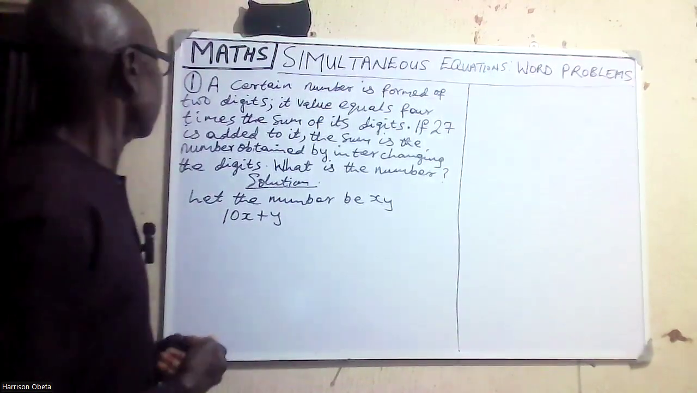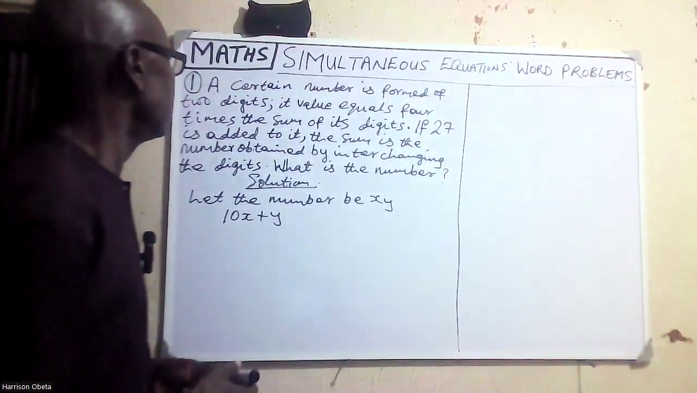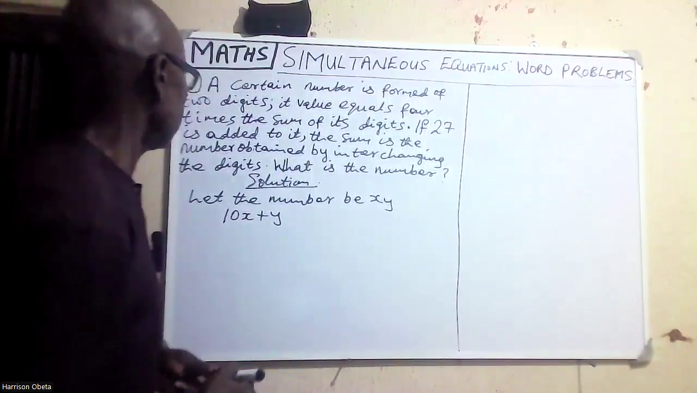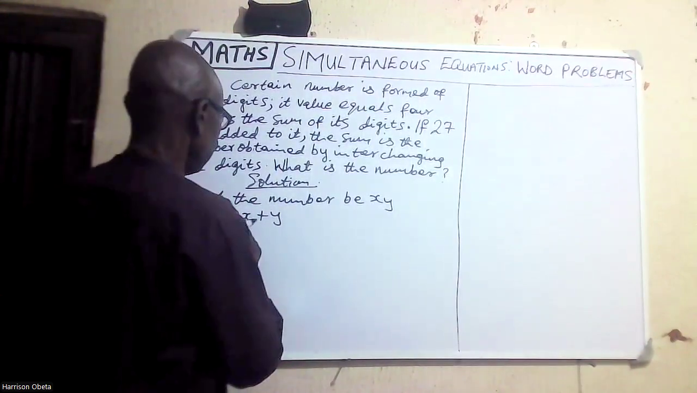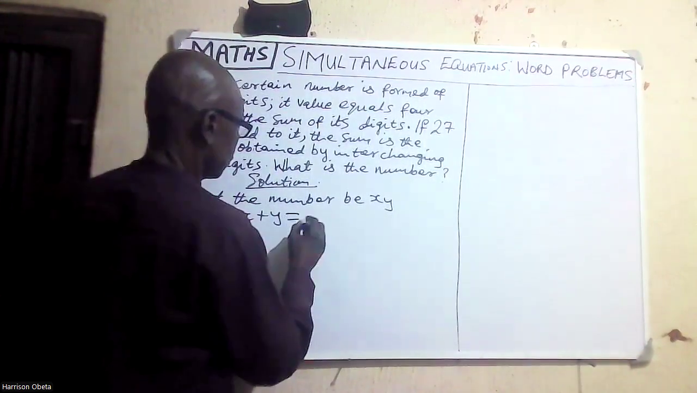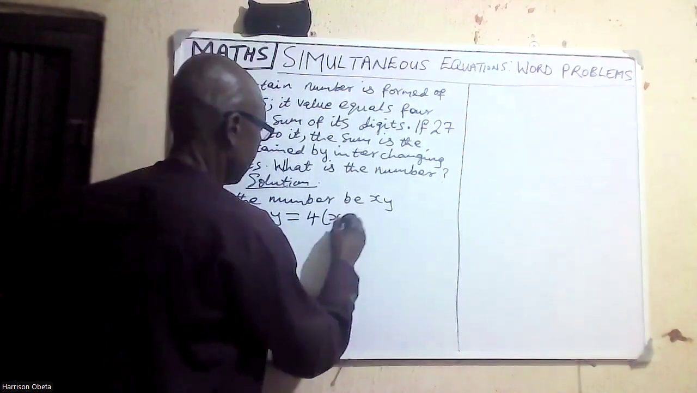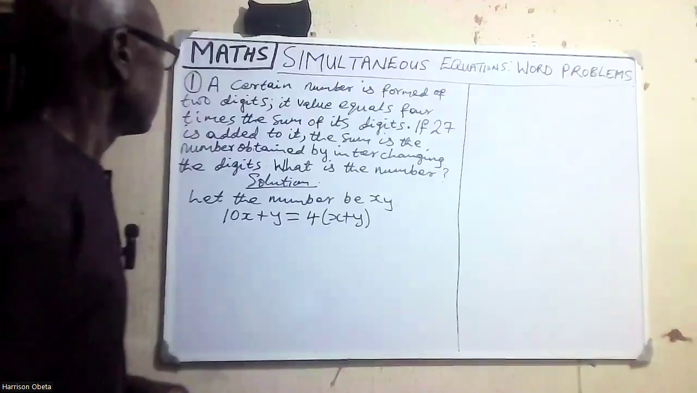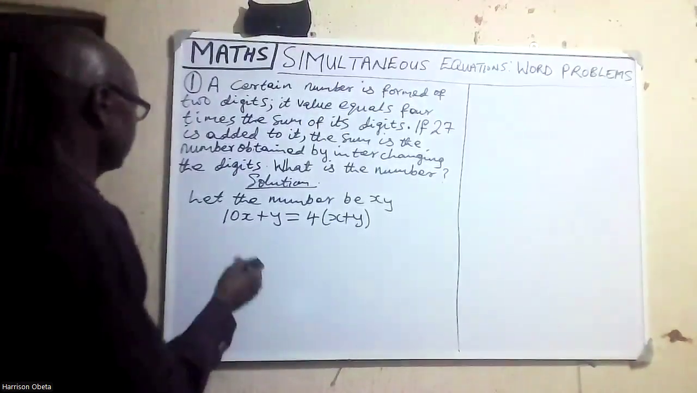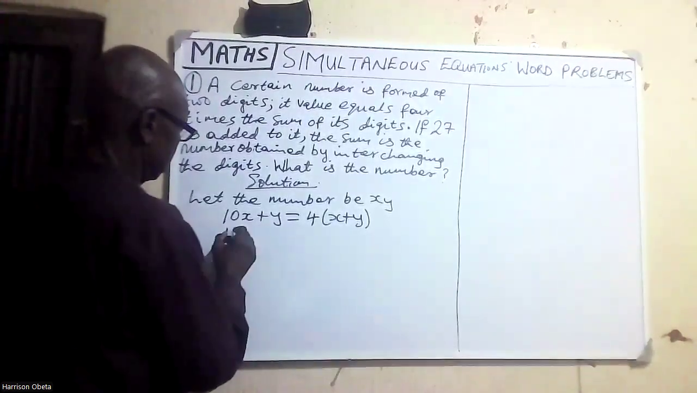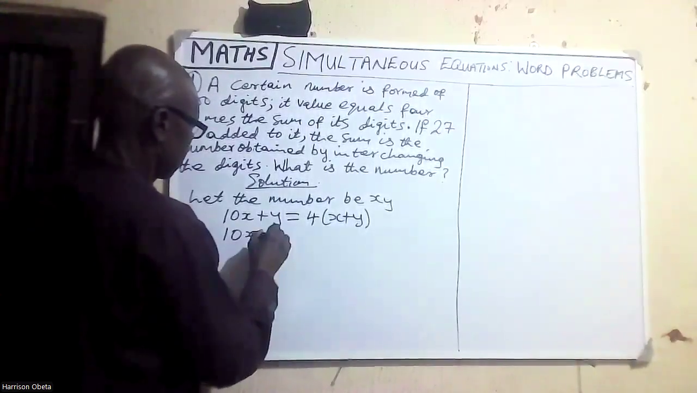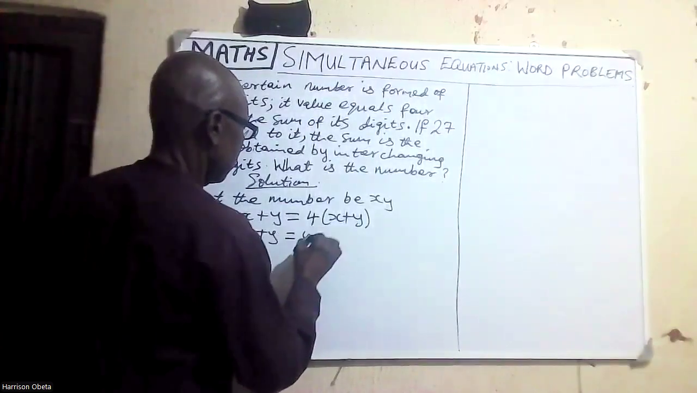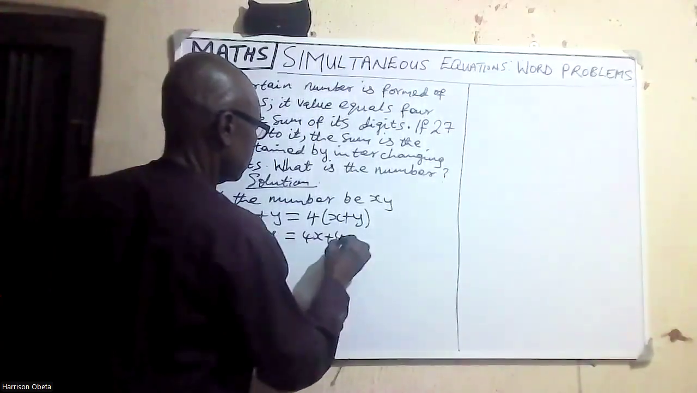Now, we are told that this value equals 4 times the sum of its digits. So that means this is equal to 4 brackets x plus y. So let us simplify further. And that is 10x plus y is equal to 4x plus 4y.